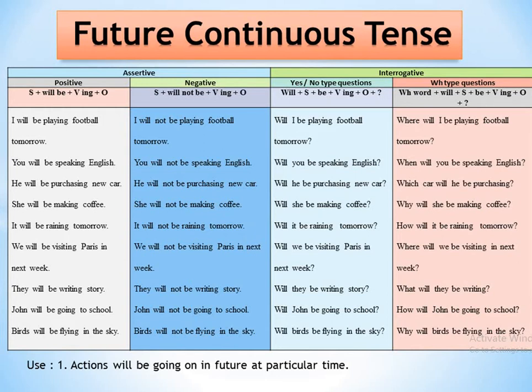For example, in the assertive, positive sentence: I will be playing football tomorrow. And if you change it to a negative sentence: I will not be playing football tomorrow. Similarly, there are other examples also which you can go through. And next is interrogative: Will I be playing football? It is just according to the syntax which is given. And then WH type: Where will I be playing football tomorrow? So like this we can frame different types of interrogative sentences and positive and negative sentences.